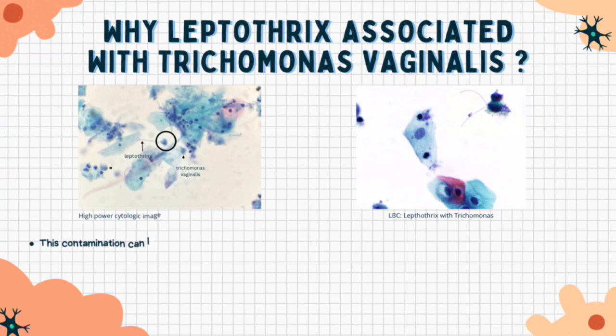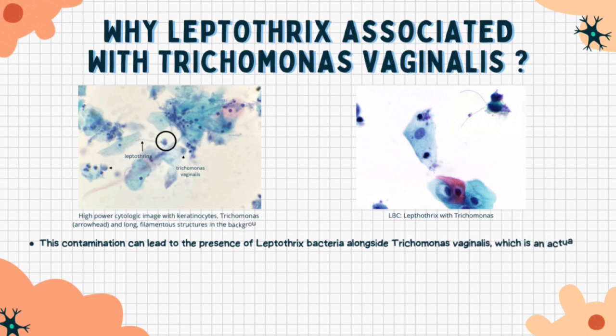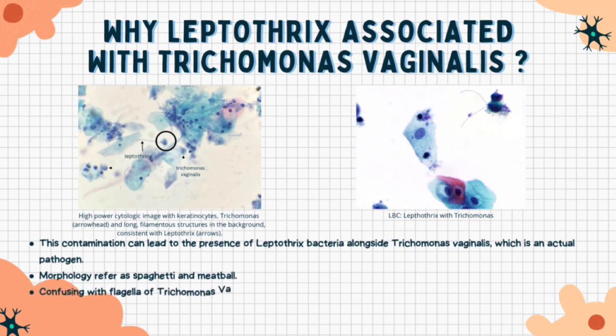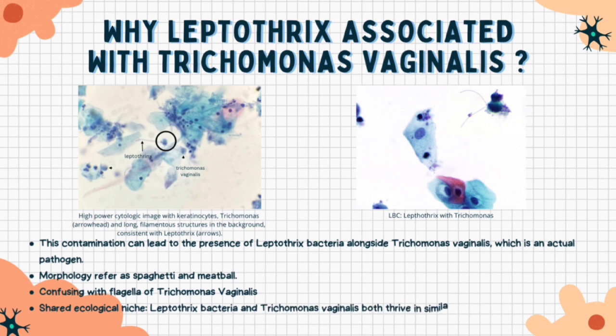Now let's see why Leptothrix is associated with Trichomonas vaginalis. The contamination can lead to the presence of Leptothrix along with Trichomonas vaginalis, or TV, which is the actual pathogen. The morphology is referred to as spaghetti and meatballs. Sometimes it's quite confusing to differentiate between flagellated TV and Leptothrix. So how to differentiate them?